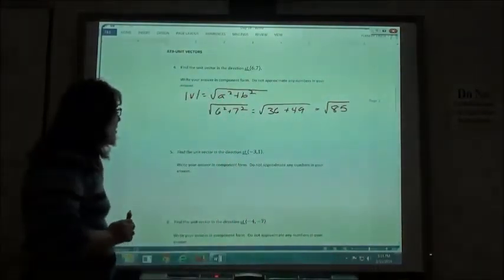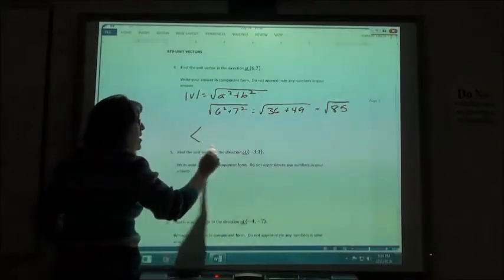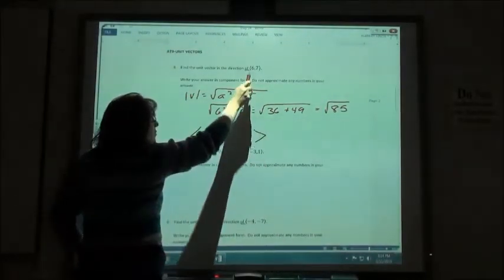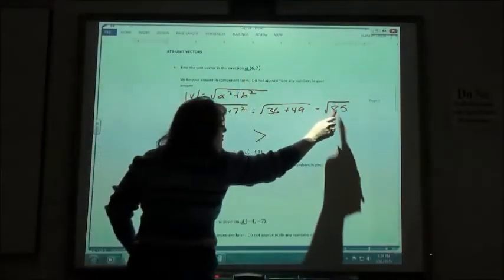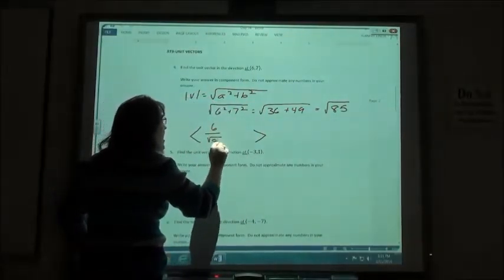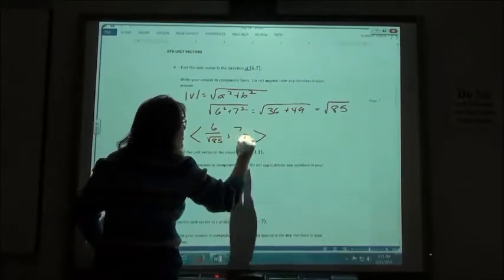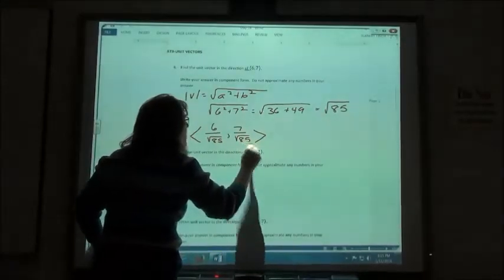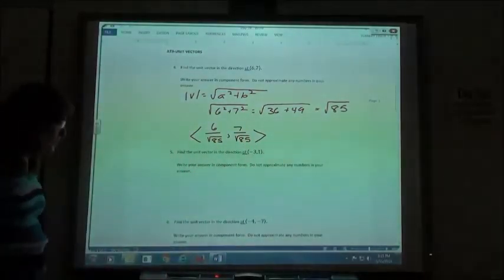To do the unit vector then, basically all you're going to do is use these for the numerator, this for the denominator. So I would have 6 over the square root of 85 and 7 over the square root of 85 for my unit vector.